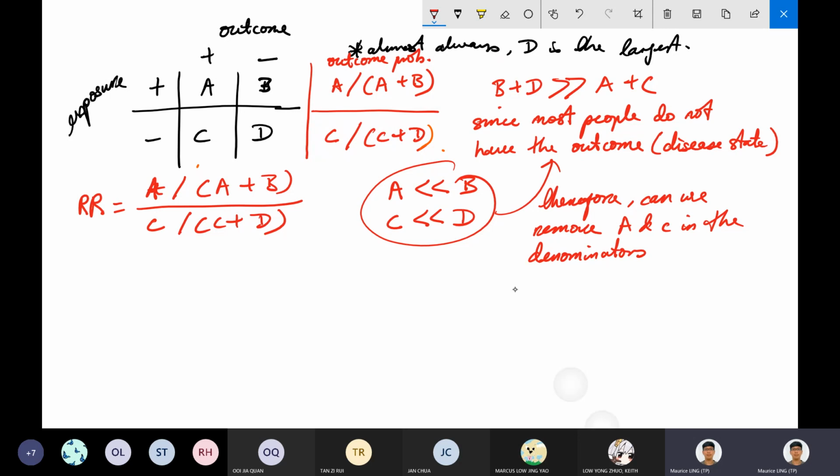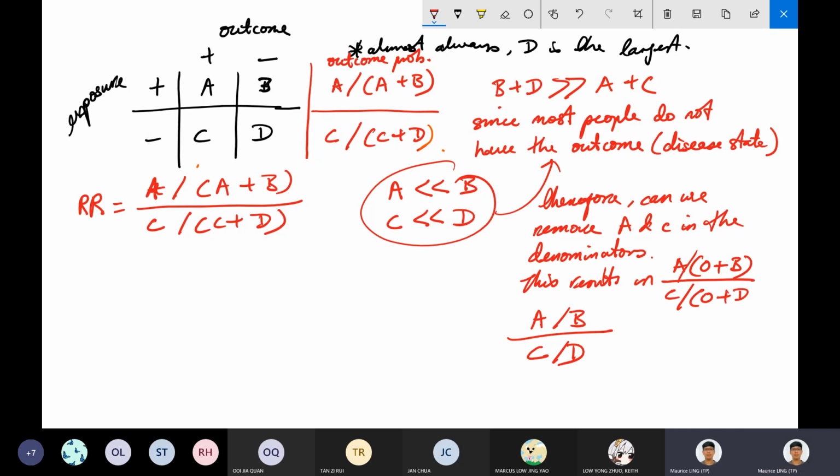Okay, so then this results in an equation that you have A over B divided by C over D. Makes sense, right? We are just removing A and C to be 0. Because really, we are talking about A 0 plus B, C 0 plus D. So it becomes this equation. And this is what we call the odds ratio.